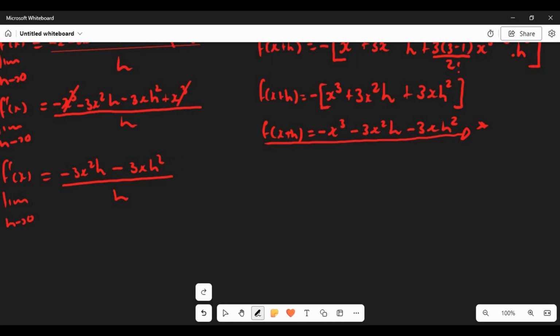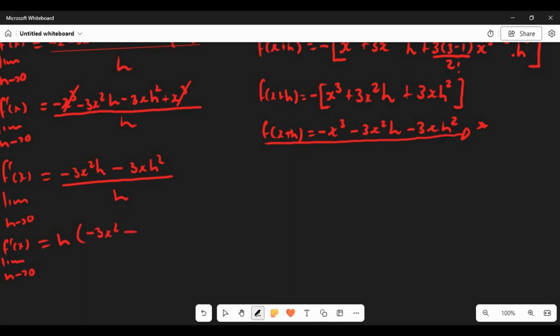Right, so let's continue. From here, we're going to take out the common factor. So don't forget f prime of x equals the limit as h approaches 0. When you take out the common factor, this time let's just take h out. If you take h out, you're going to be left with negative 3x squared on the first term.